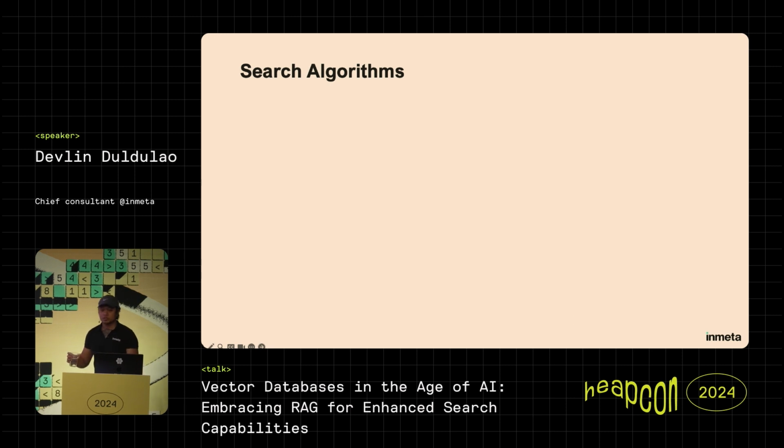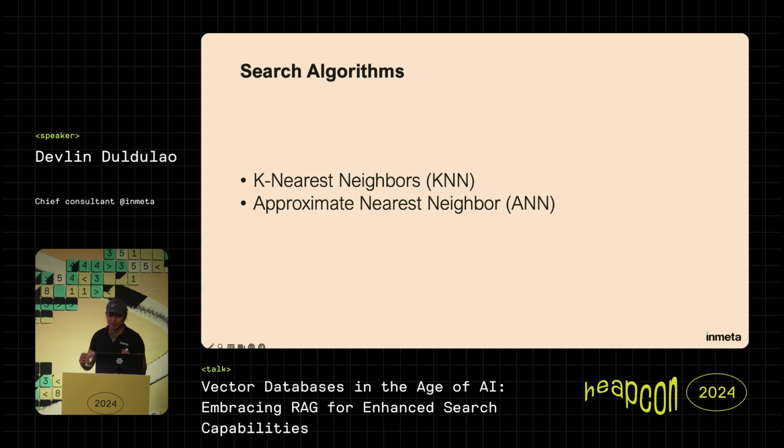Search algorithms are the techniques to retrieve the most relevant vectors from the database in response to a query. It's about how the data is queried and retrieved. We have KNN, and then ANN. I'm not going to go deep here. Again, it's about trade-offs and what type of data you're retrieving, storing, and embedding.